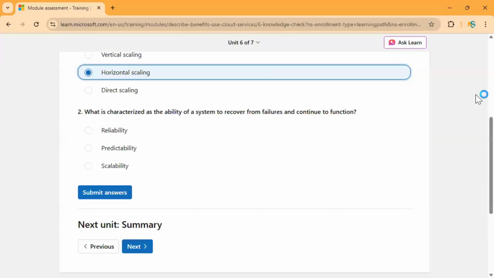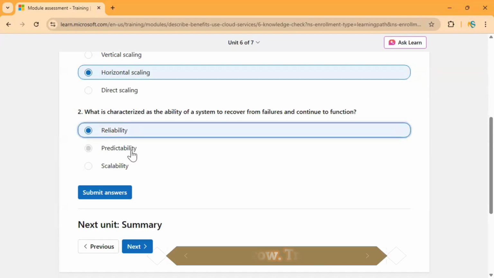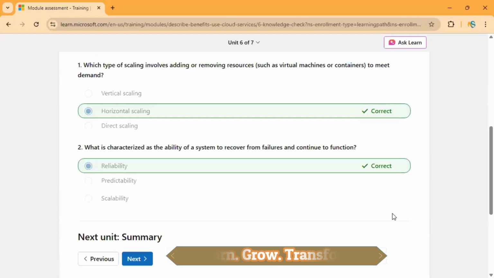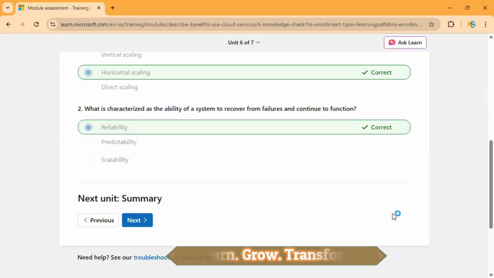System characterized as the ability of a system to recover from failure. Scalability should be reliability. Very good. Predictability is a bit like cost predictability. Scalability means scale up and scale down. Recovering from the failure is reliability. Okay, good to go.